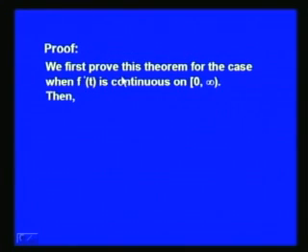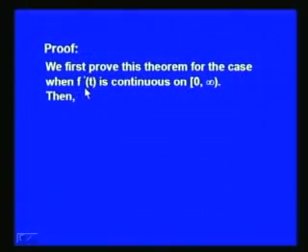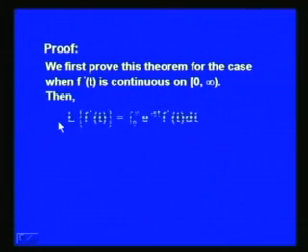We first will prove this theorem for the case when f dash t is a continuous function on the interval 0 infinity. Let us recall that every piecewise continuous function need not be continuous, while a continuous function is always piecewise continuous. So, let us first discuss the proof of the theorem for the case when f dash t is continuous on 0 infinity.